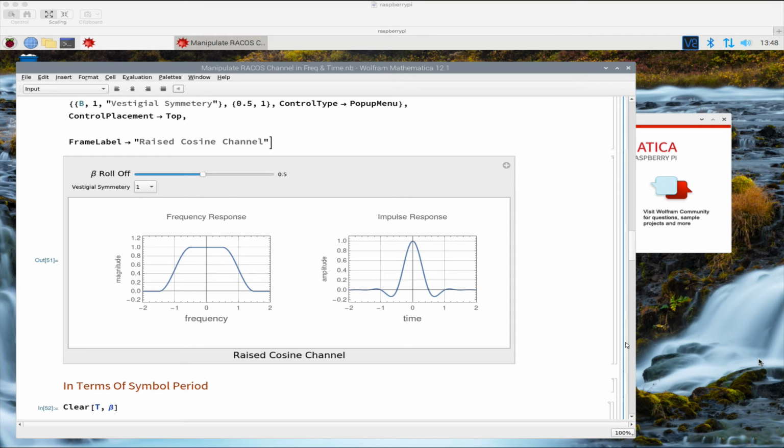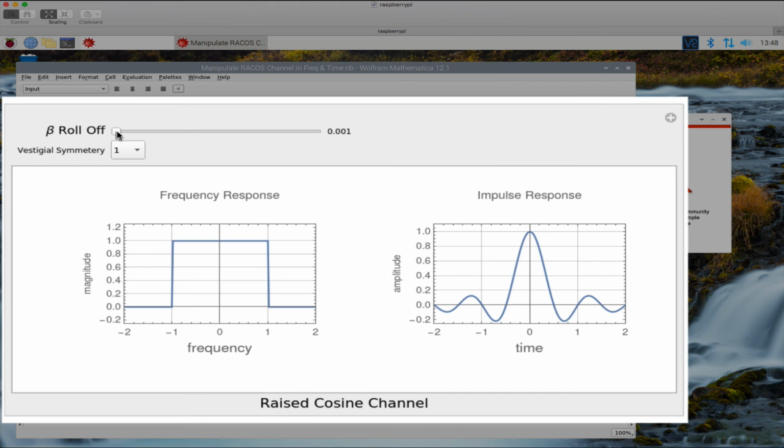We can now run the program and observe what happens to both the frequency and time response of the raised cosine channel as we vary the roll-off rate as well as the bandwidth or vestigial symmetry.